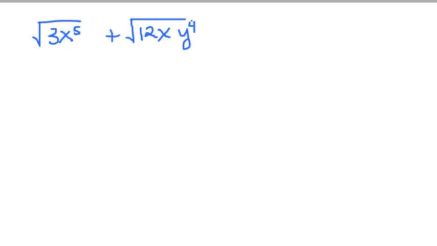All right, let's take another look at another problem here at gotomath.com. We have the square root of 3x to the 5th, plus the square root of 12x y to the 4th, plus the square root of 27x z to the 4th.